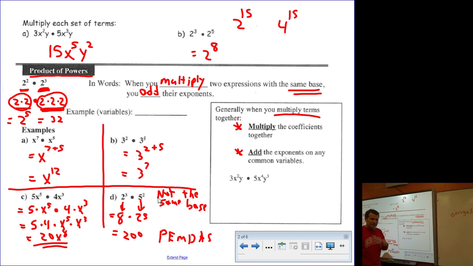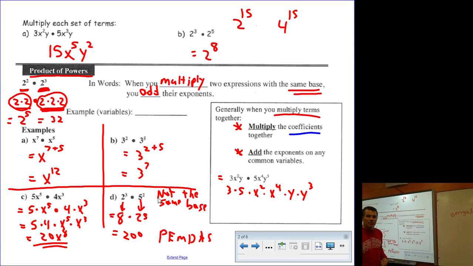Let me do one more of those just to make sure we know what we're doing. So here I have an example, 3x squared y times 5x to the 4th y to the 3rd. Let me go ahead and rearrange that the way I just did the last one. Let me write 3 times, and I'm going to put the 5 next. Then I'm going to put the x's times x squared times x to the 4th. And then I'm going to put the y's times y to the 3rd. Those are all the things that are actually being multiplied together.